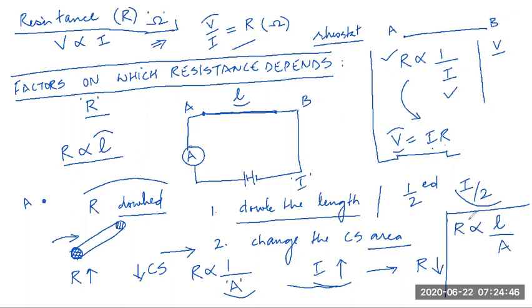Now students, when we want to remove the constant of proportionality, we have to introduce a constant here. Tell me students, when you want to remove the proportionality sign, you have to introduce a constant. Always remember. So we say R is proportional to L by A, and here I will get a constant that is represented by Greek letter rho. Guys, R is equal to rho L by A. This rho, students, is known as resistivity of a material.